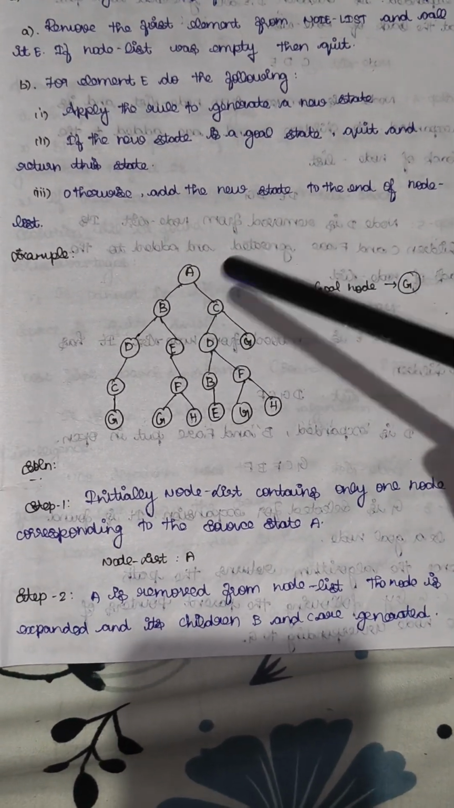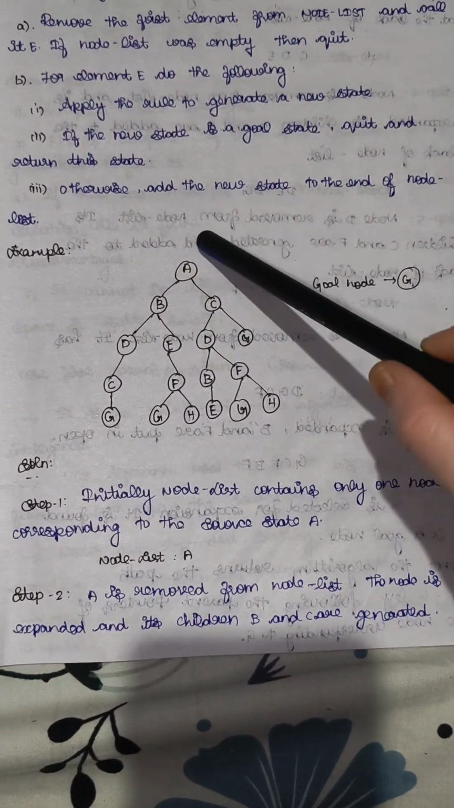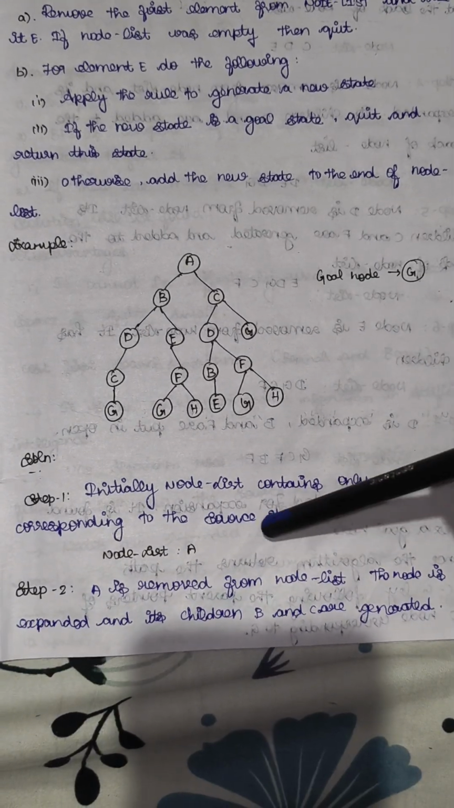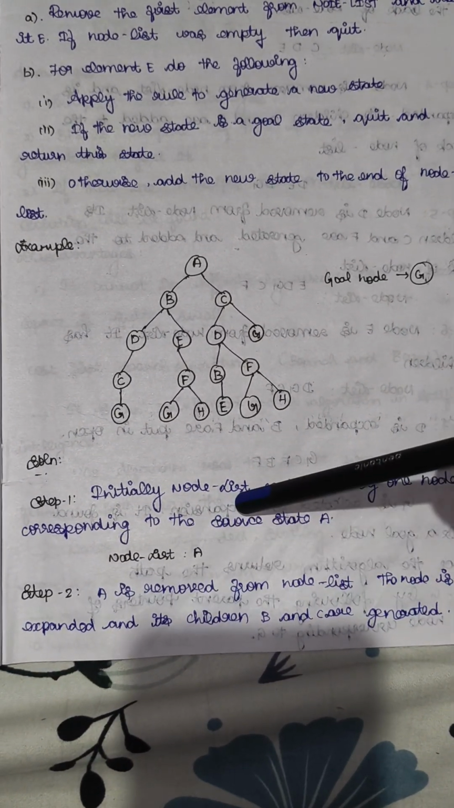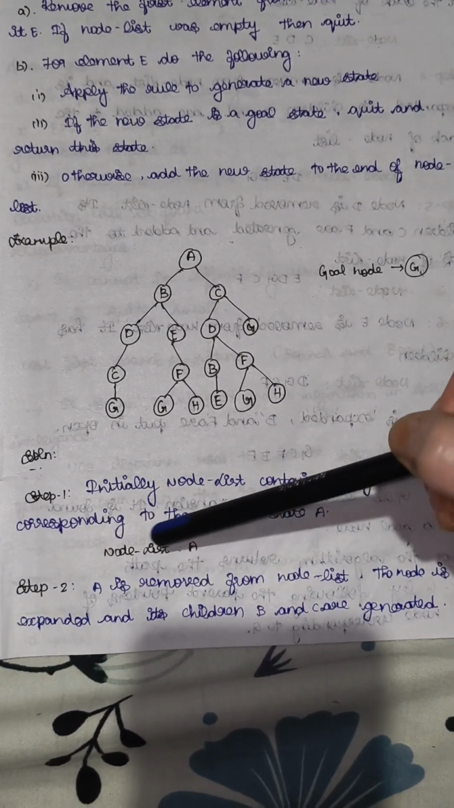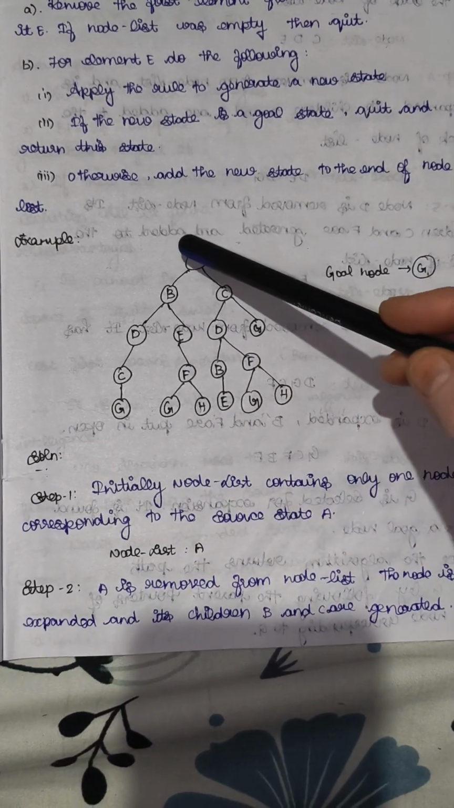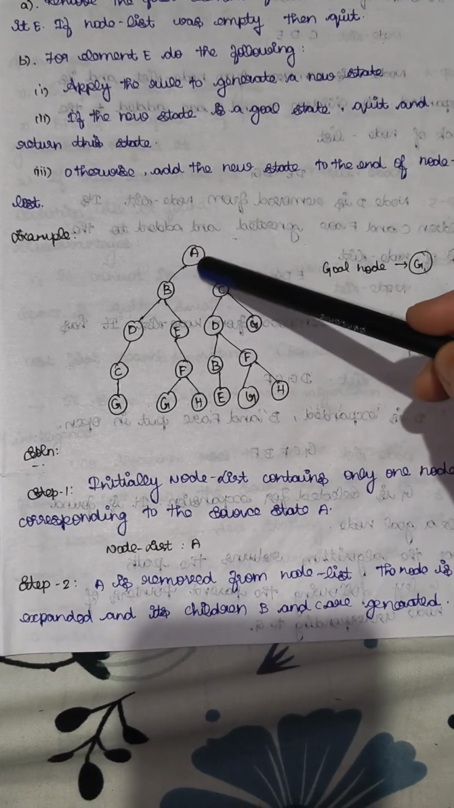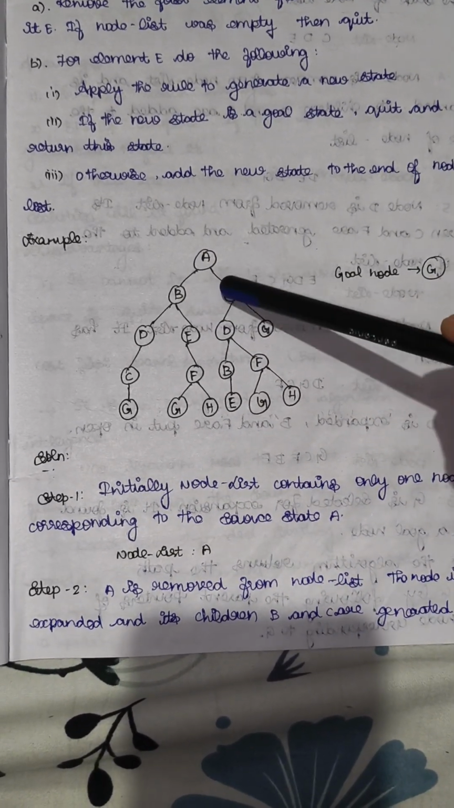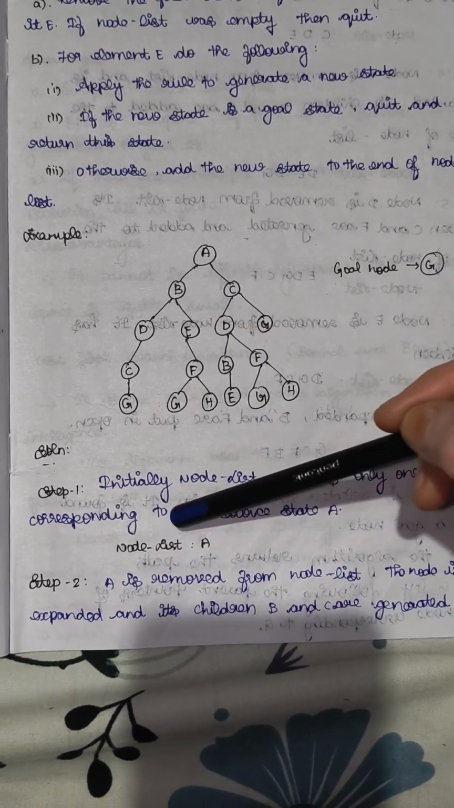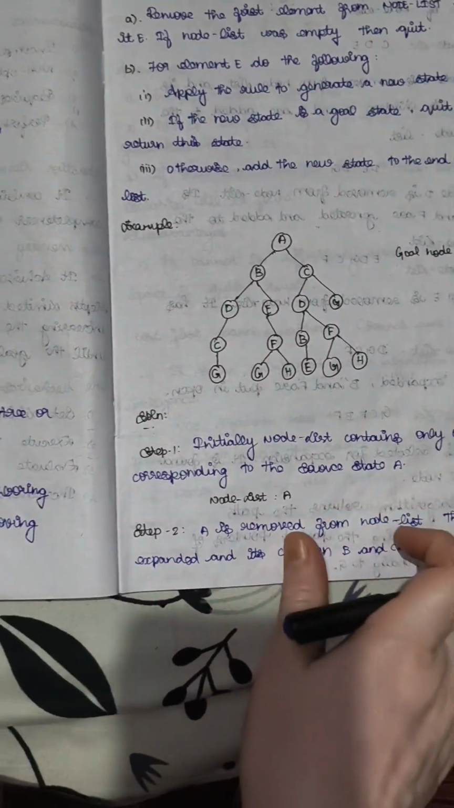In the first step, in the node list, I have A. As it is, I have written. In the second step, I have to remove this A, and instead of A, I have to write the children of A. What are the children of A? B and C. In step 2, I have included B and C in the node list.